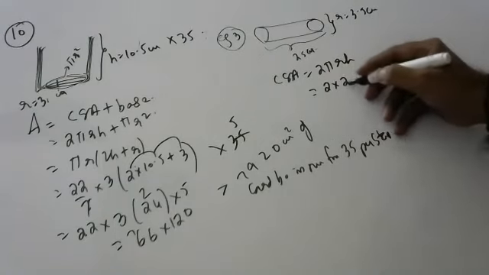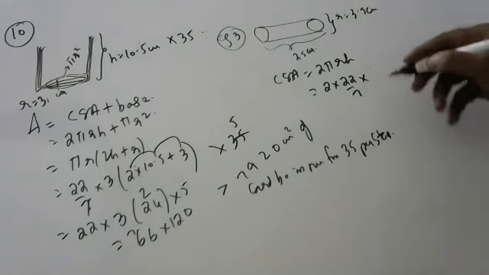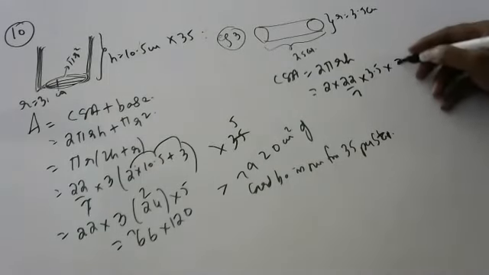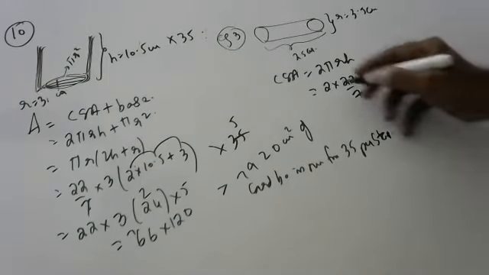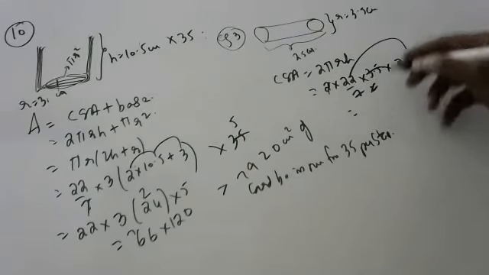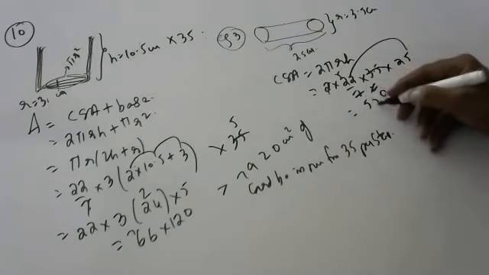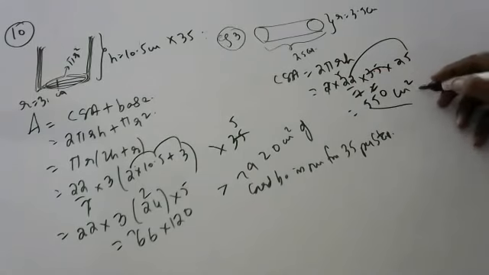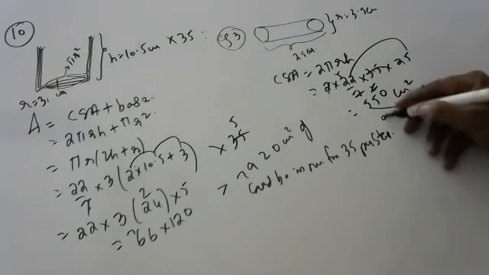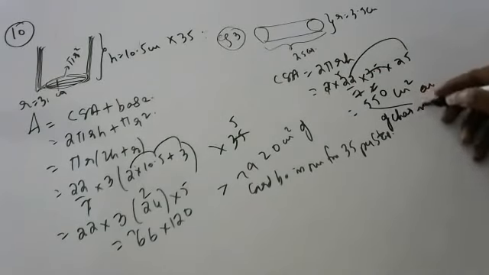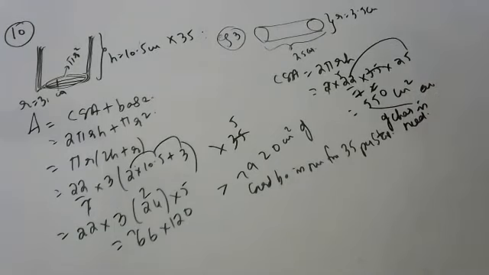CSA is 2 pi r h. 2 into 22 by 7 into 3.5 into 25. 550, after cancellation. An area of 550 centimeter square is needed to make the kaleidoscope.